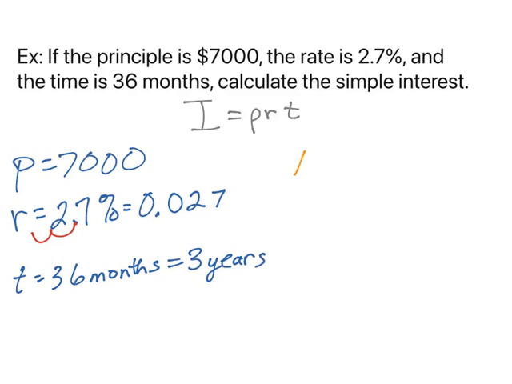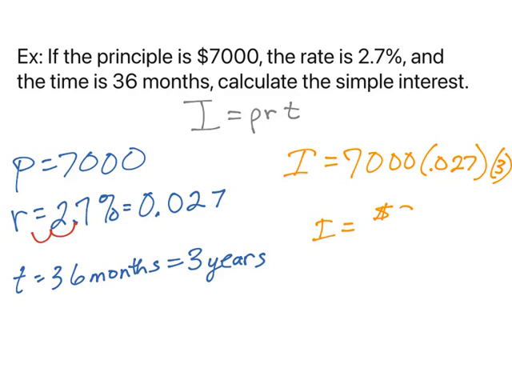Now I can plug them into my formula. I equals 7,000 times 0.027 times 3. And when I do that, I end up with $567 as the amount of simple interest.